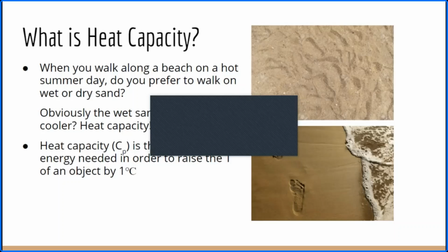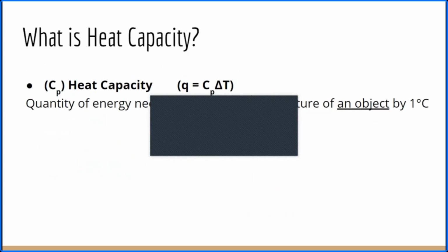So we can read here that heat capacity, or C sub P, is the amount of energy which is needed in order to raise the temperature of an object by 1 degree Celsius. So when you have a higher heat capacity, that results in taking more heat or more energy to heat something up. Awesome. So here we have just normal heat capacity, and this is what we just discussed, and it's specifically for an object.